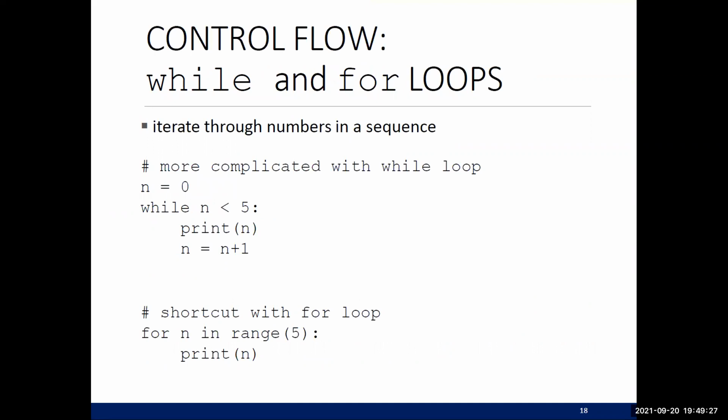Iterating through numbers in a sequence is more complicated with a while loop. We'll go with this example. We here said n equals 0. While n is less than 5, print n, n equals n plus 1. Also the indentation here means while this condition is true, do those codes. Once we change the indentation, that means we are outside of the code block of the while statement.